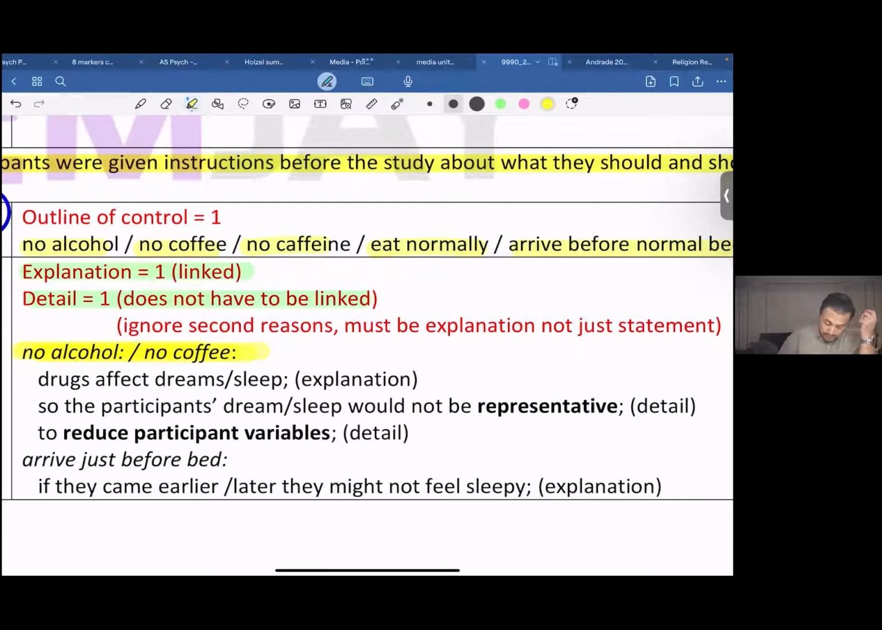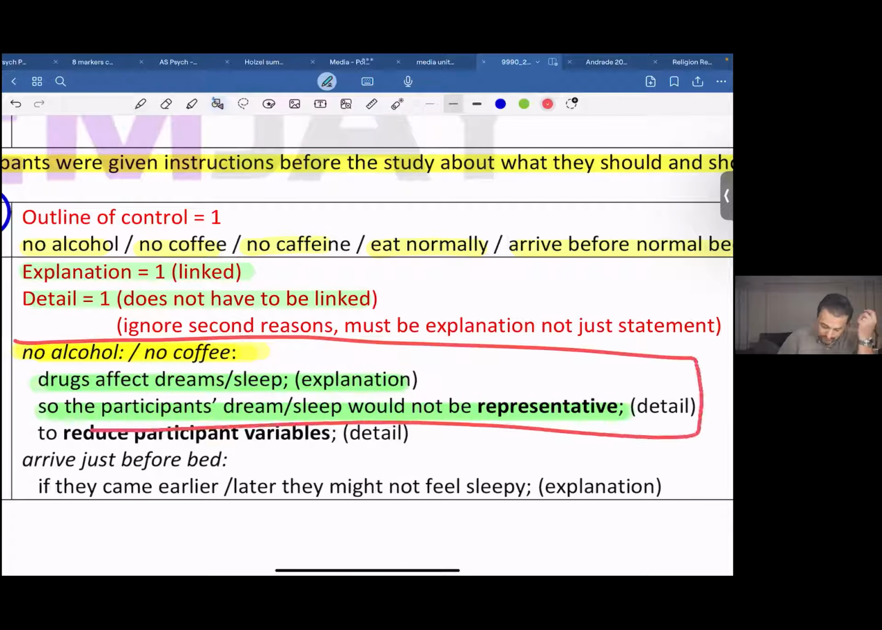So no alcohol or no coffee, right? That was a control. The drugs affect sleeping patterns or dreams. So the participant's dream or sleep would not be representative. Again, this is how you score a 2 on 2. I would just put this into a box so that you could read this. This is what I'm talking about.